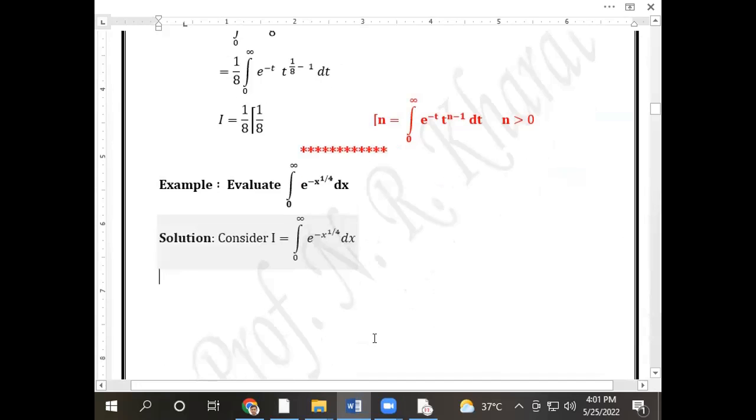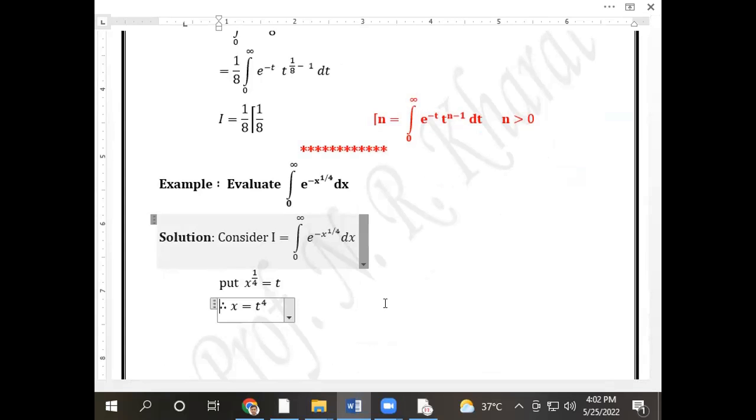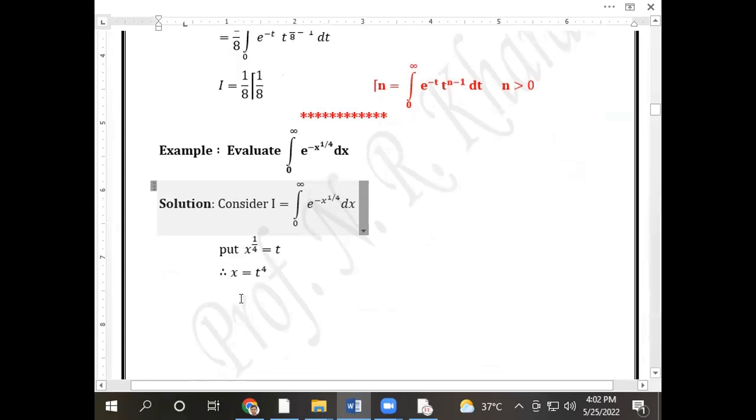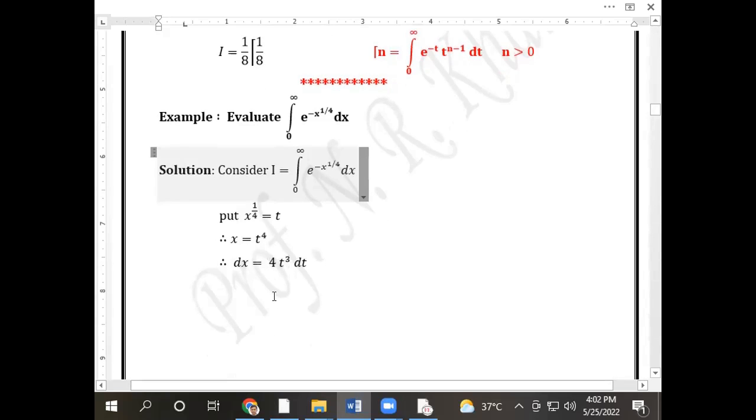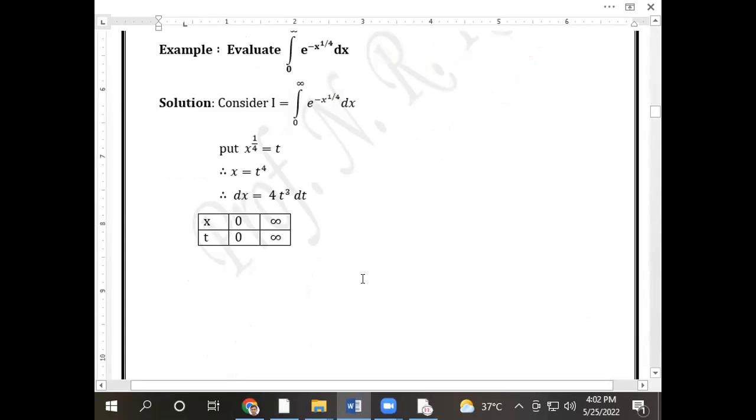Then we have to just put the value of x raised to 1 by 4 is equal to t. Then taking 4th power on both the sides, x raised to 4 is equal to x raised to 1 by 4 raised to 4. It becomes x and the index of t becomes 4. Taking the derivative on both the sides, the derivative of x becomes dx, the derivative of t raised to 4 is 4 times t cube dt. And the limit of integration is the same: when x equal to 0, t equal to 0, x equal to infinity, t equal to infinity.